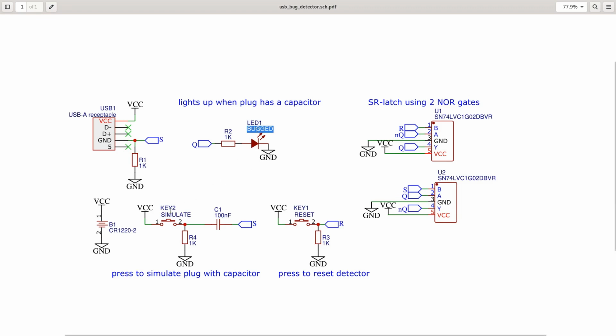And we can simulate this IC using a small decoupling capacitor. This is what you see here. It just connects the decoupling capacitor to the S line as the device under test would. And then the second button, the reset button, sends the signal to the R line, and then this turns Q off and the LED is off again.